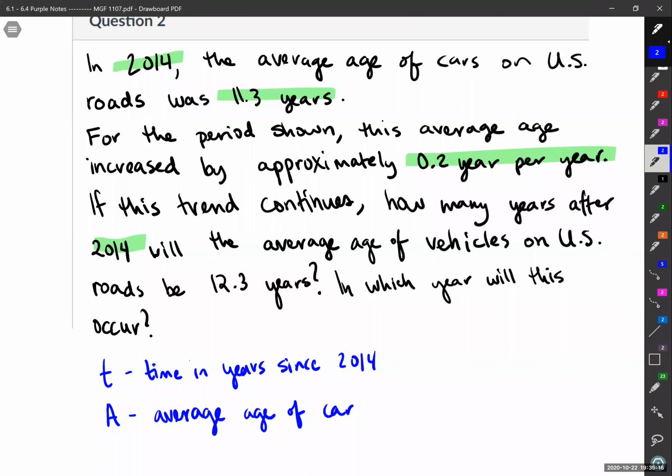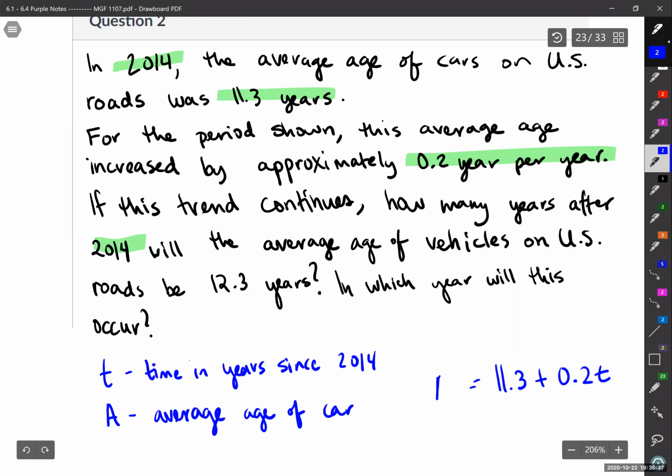This idea of every year adding 0.2, would we agree that's repeated addition? But how else do you express repeated addition? Multiplication, right? This would be the same thing as saying, take the starting period, and every year that passes, add 0.2 to it, which is the same as 0.2 times t. So notice we've set up an equation that relates time and age.